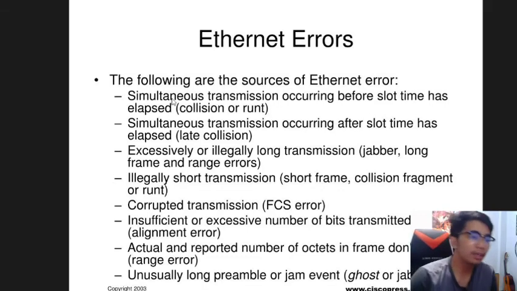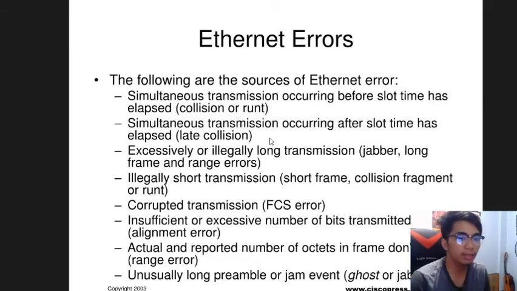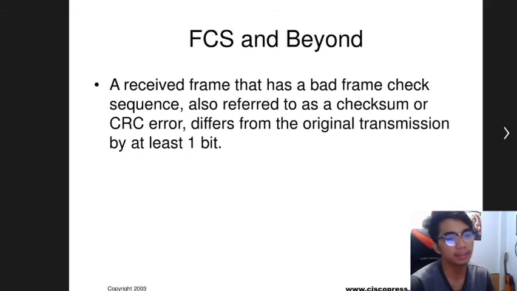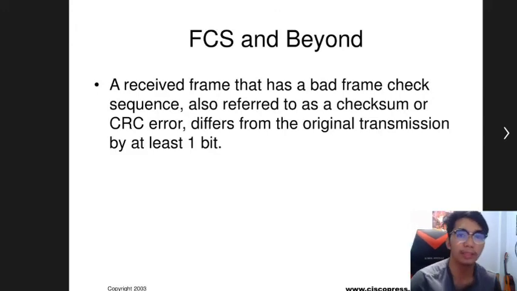The following are the sources of Ethernet errors: collision or runt, late collision, jabber, long frame, short frame, collision fragment or runt, FCS error, alignment error, range error, ghost or jabber, and many more. A received frame that has a bad frame check sequence, also referred to as a checksum or CRC error, differs from the original transmission by at least 1 bit.